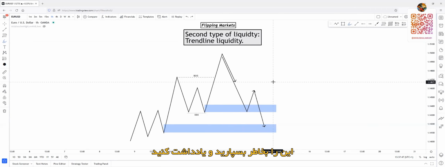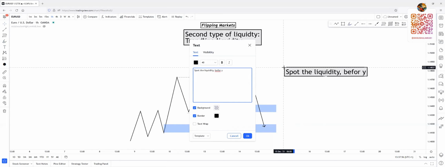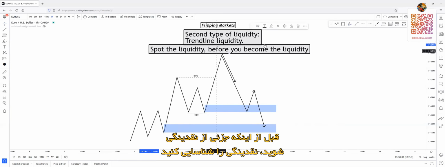Just remember this and write it down. You know what? I will write it down here and you can screenshot it. This is the golden rule for the liquidity. Spot the liquidity before you become the liquidity.